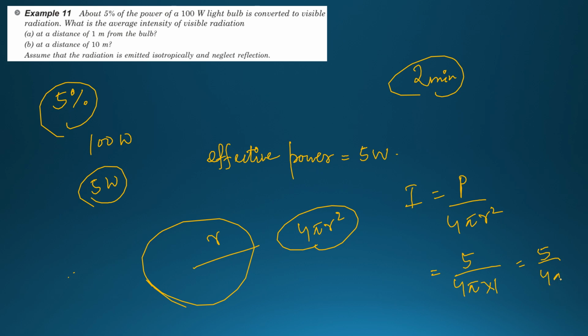Just calculate it. And what will be the second one? The unit of intensity is watt per meter square. The next one is 5 by 4 pi into 10 square. That is 100. Simple. Watt per meter square. Easy question. You just have to take care of this one.